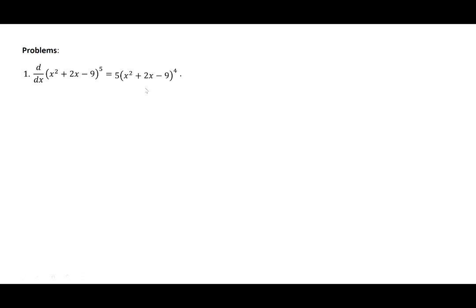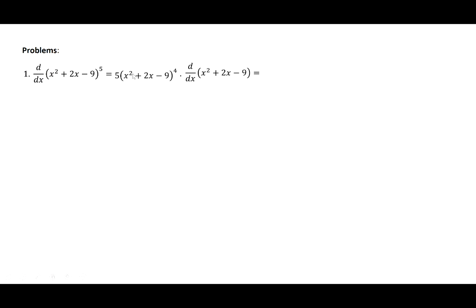Now, I'll be more precise about what I mean by du/dx. du/dx means d/dx of u. But remember, what is u? This guy, x squared plus 2x minus 9. So d/dx of that x squared plus 2x minus 9. That's what you multiply by. Cool?